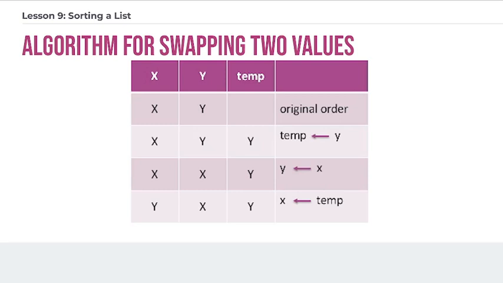Okay, so here's our table. We're talking about X and Y, and instead of looking at particular numbers like 15 and 32, let's just use the values X and Y. All right, so you can see that in the top row, in our original order, column X contains value X and column Y contains value Y, right? And the goal is to swap those two.